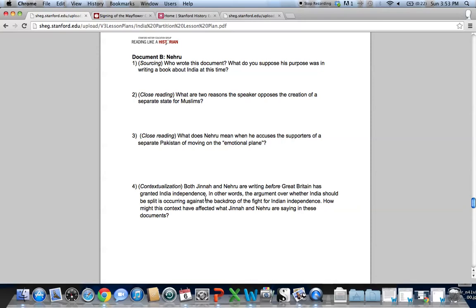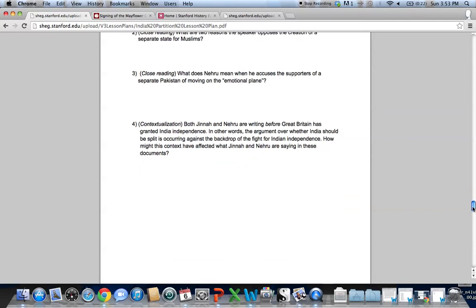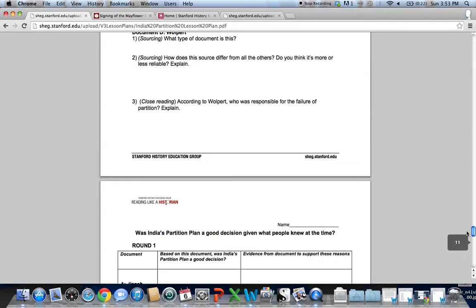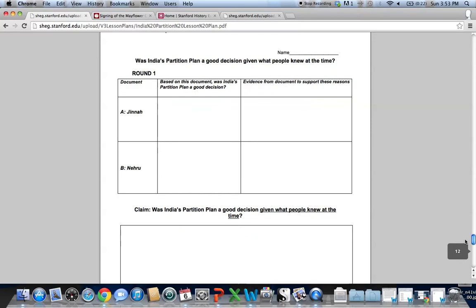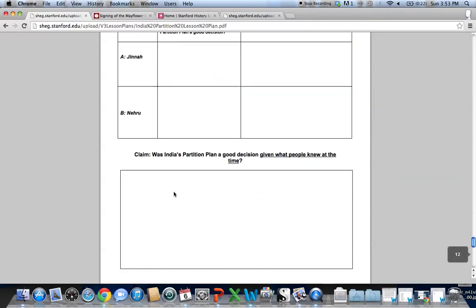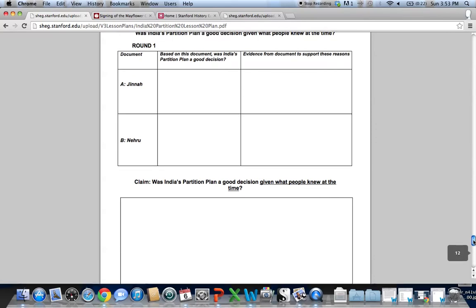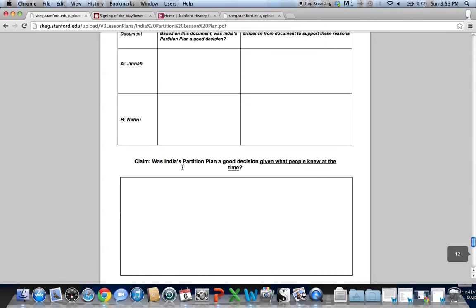So it continues like this, again having specific skills, the very last piece of it. We have document C, document D. They have a claim. Students have to make a historical claim and back it up with what is in these documents. The first one is based on documents A and B, and the claim is: was India's partition plan a good decision given what people knew at the time? And again, that is the important part of this question.